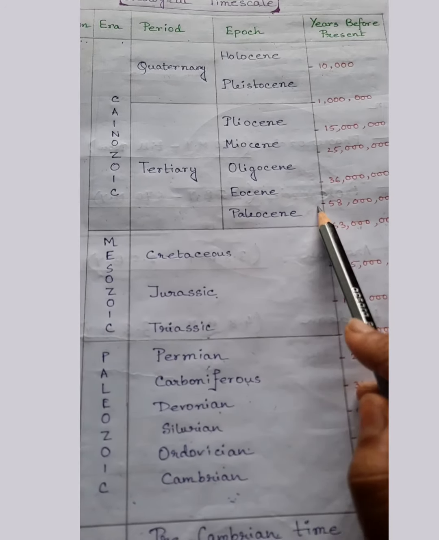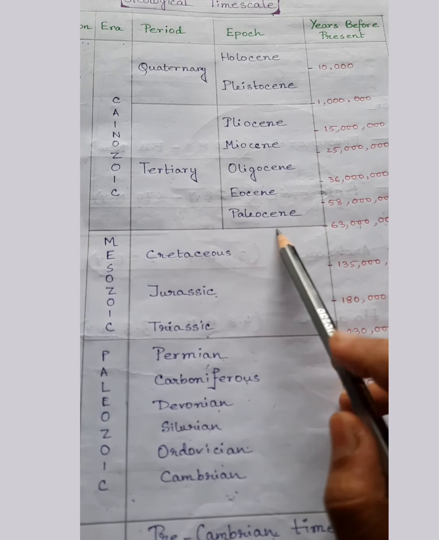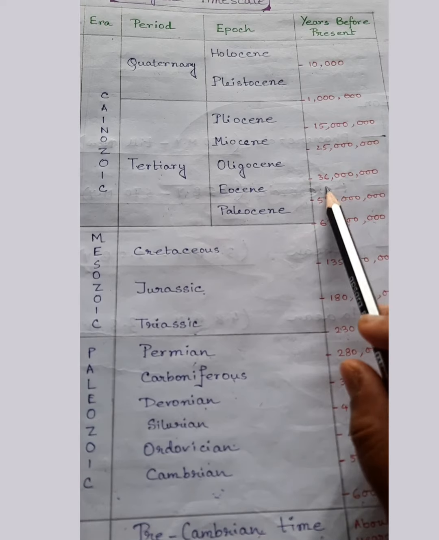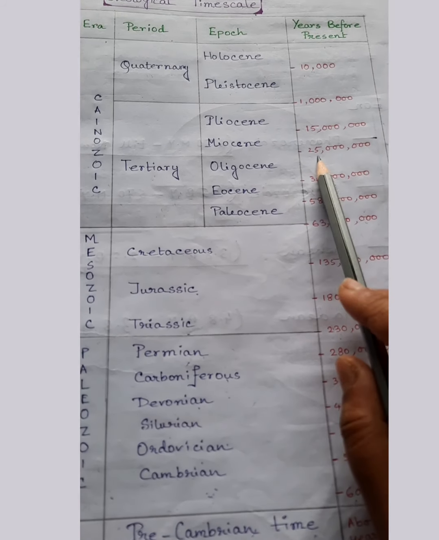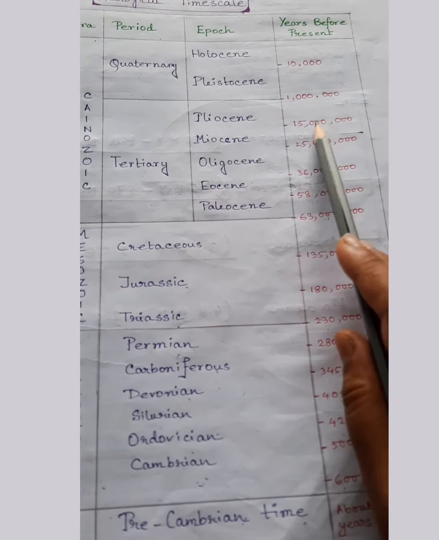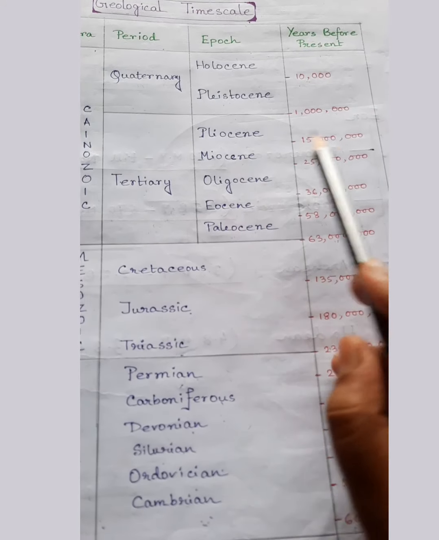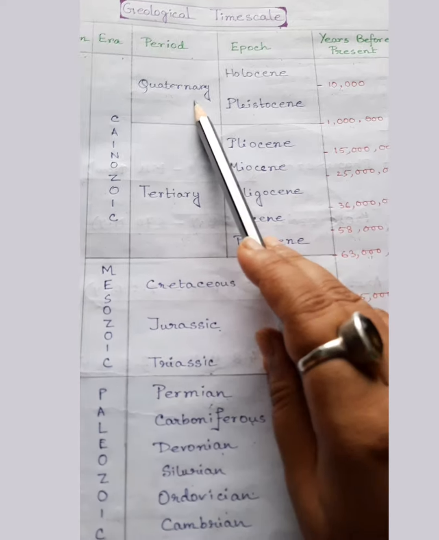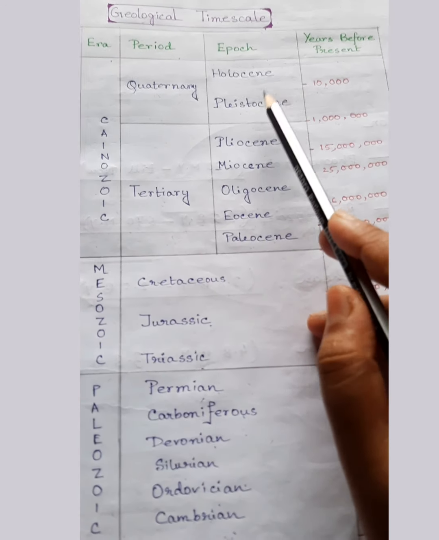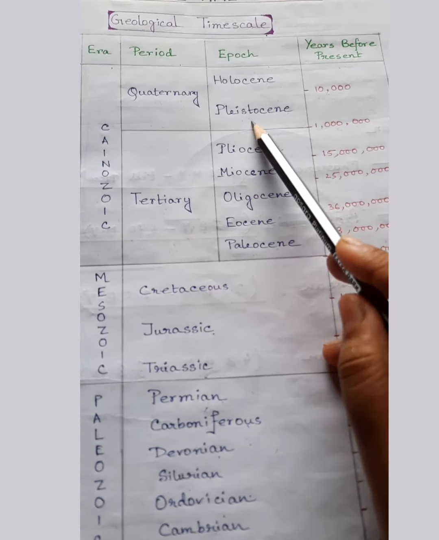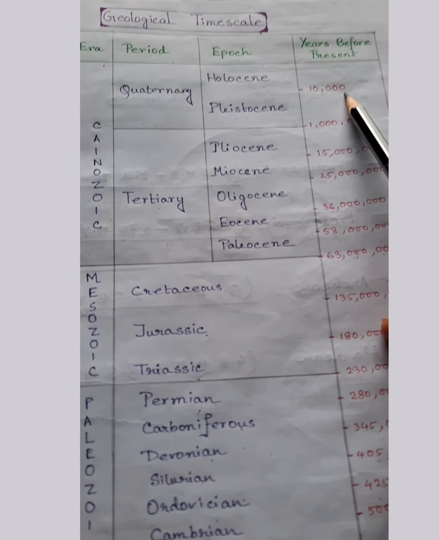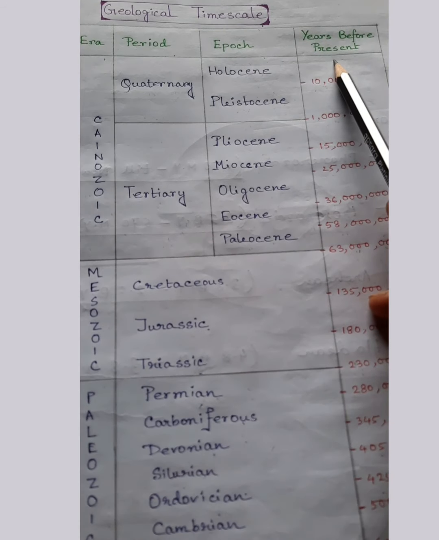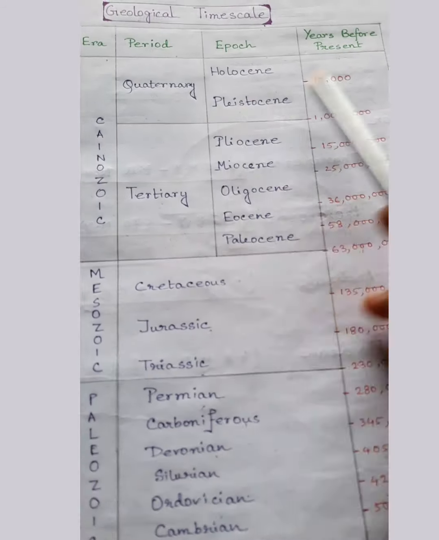Now this Tertiary period is further divided into epochs: Paleocene, 63 to 58, Eocene, 58 to 36, Oligocene, 36 to 25, Miocene, 25 to 15 million years, Pliocene, 15 to 1 million years. Now comes the Quaternary. The Quaternary is further divided into two epochs, Pleistocene and Holocene. The Pleistocene is from 1 million to 10,000 years, and the Holocene is 10,000 years till now. The present is also going on now.